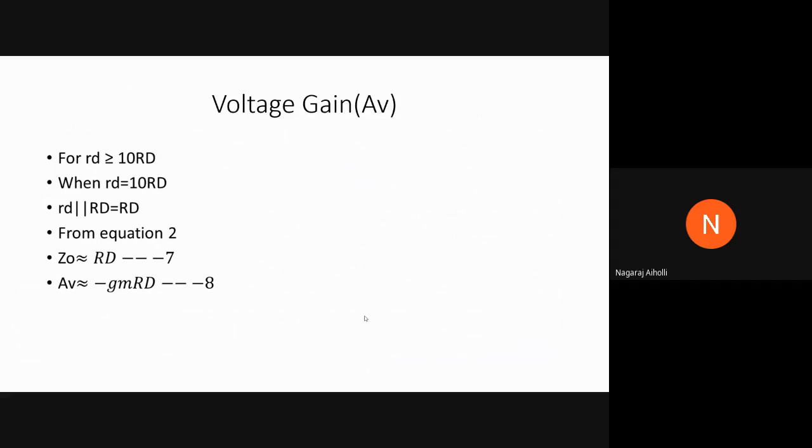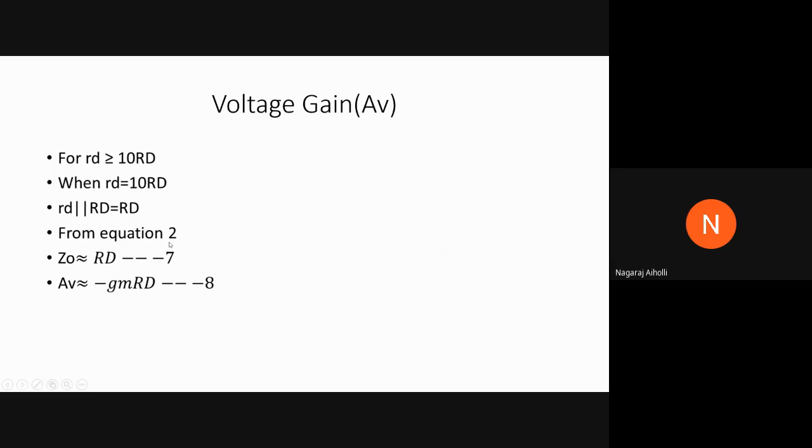Now, if we consider the condition for small rd greater than or equal to 10 times capital RD, or small rd is equal to 10 times capital RD, then what will be small rd parallel capital RD? Small rd is 10 times capital RD, so 10 times capital RD parallel capital RD. If we take a parallel combination of a large resistance with a small resistance, then the equivalent resistance will be equal to the smaller value of the two resistances. So it is 10 RD parallel RD that will give the smaller value, that is RD.